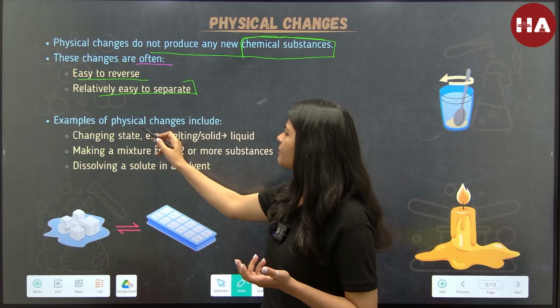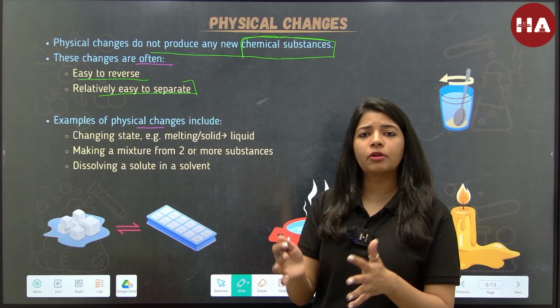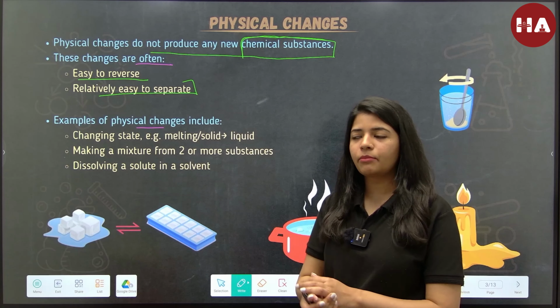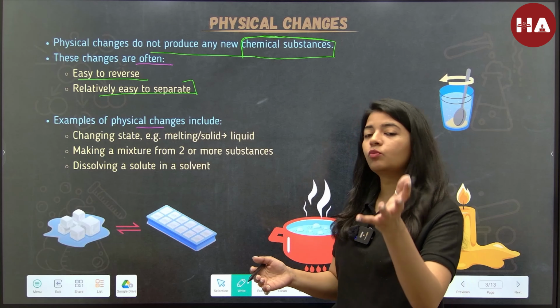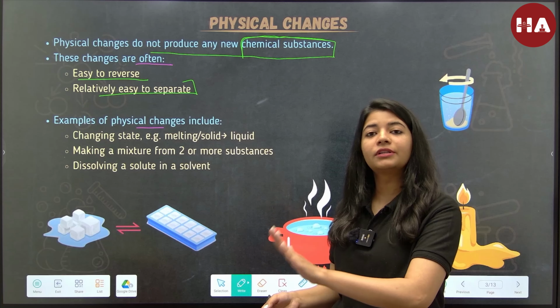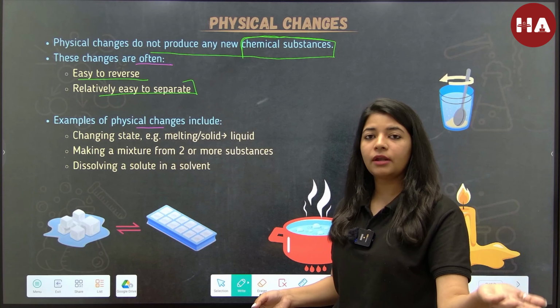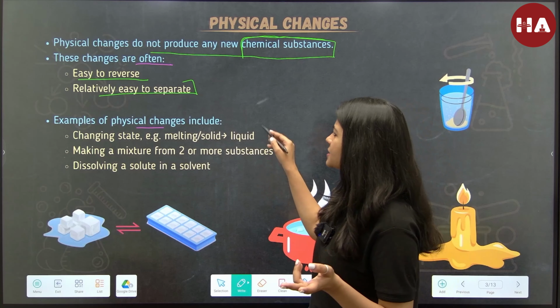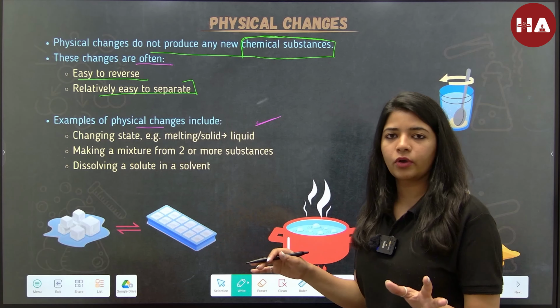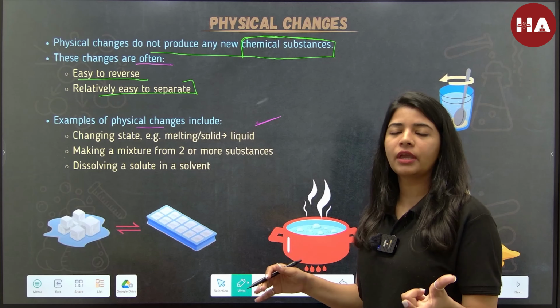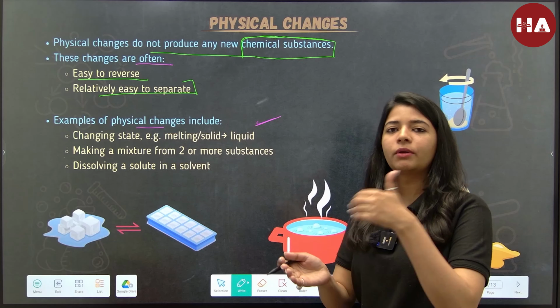Okay, next is examples of physical changes. Let's discuss a few examples of physical changes. For example, if you have ice, which is solid form of water, you can convert this into liquid and you can convert the liquid back to the ice, right, by changing the temperature. So this is a physical change because no new chemical substance is formed. Okay, only the state is changing from solid to liquid and from liquid back to the solid.